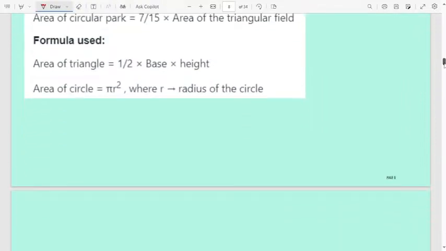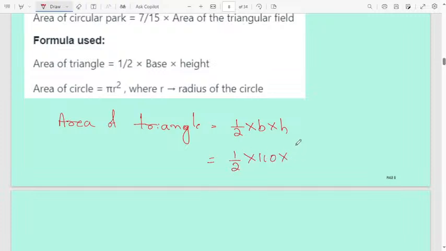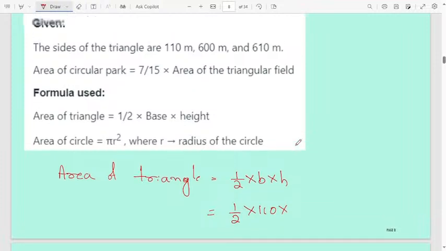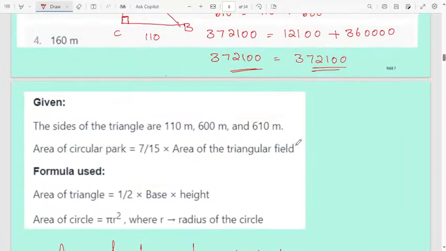Now you can consider the area of a triangle. Substitute the values: area of a triangle is half into base into height. The base value is 110. Then what is the height? The height will be 600.